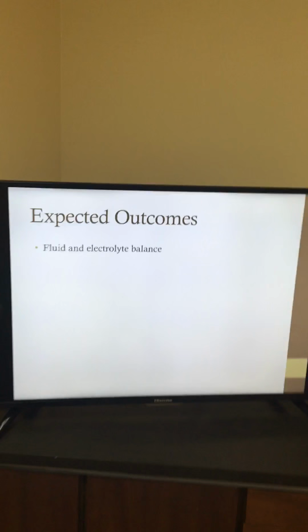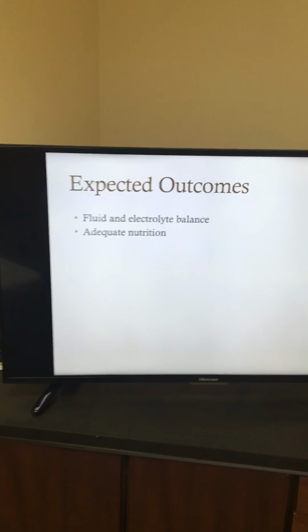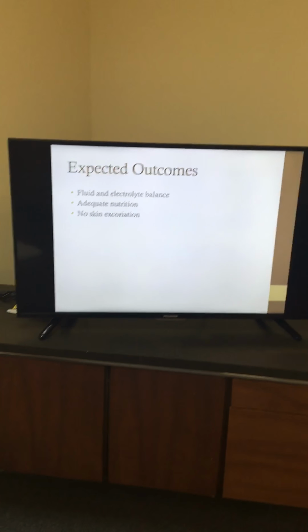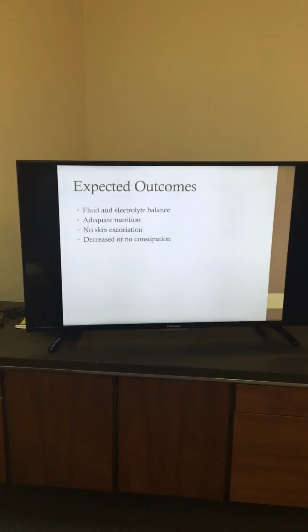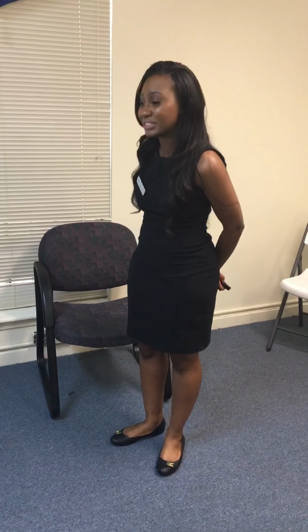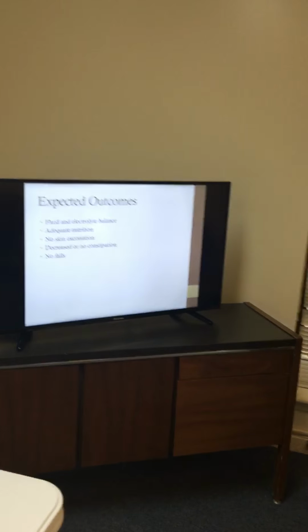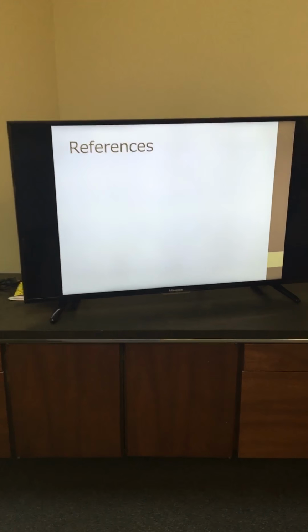Expected outcomes: fluid and electrolyte balance. They will have adequate nutrition, no skin excoriation, decreased or no constipation, and most of all, no falls. You know we want to keep those patients safe. And these are our expected outcomes for our 5 plans of care.